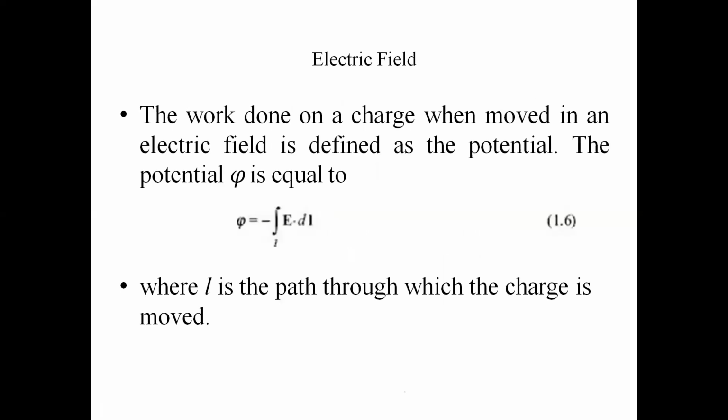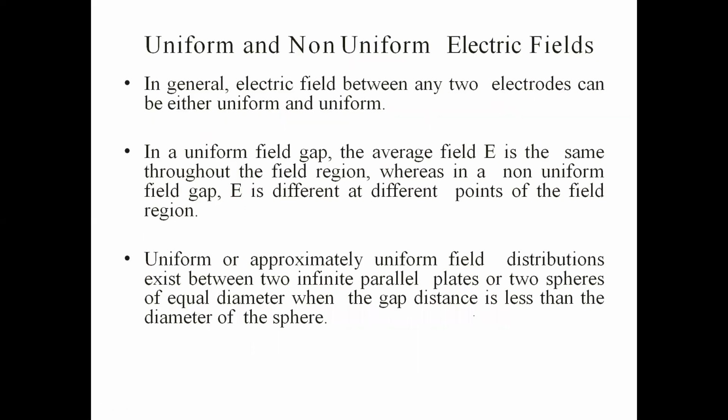Now, the total work done on a charge when moved in an electric field is defined as the potential, and the potential is equal to the line integral of the electric field, where L is the path through which the charge is moved. Here I am assuming a line integral in a single dimension.